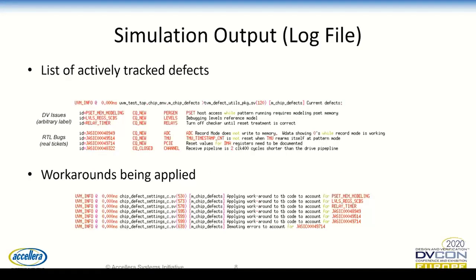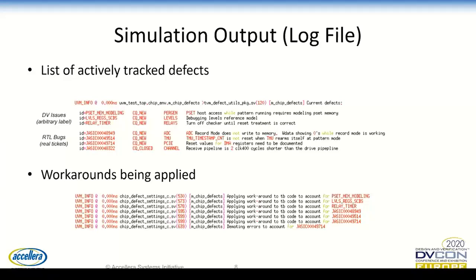This is an example of the simulation output. Here you can see in the output file the list of the tracked defects. In our convention, JASIC means RTL bugs. These are bugs from the database. You can see we have these 4 bugs, right? They are present, but guess what? They're not making the test fail. So your regression is still clean, and you can still have your test go further and find other bugs. You can still collect coverage and do all the good things you used to do.